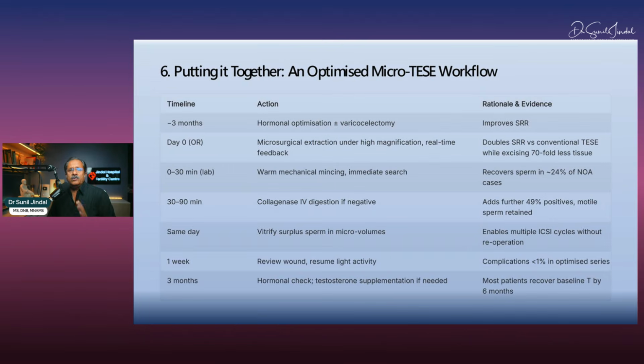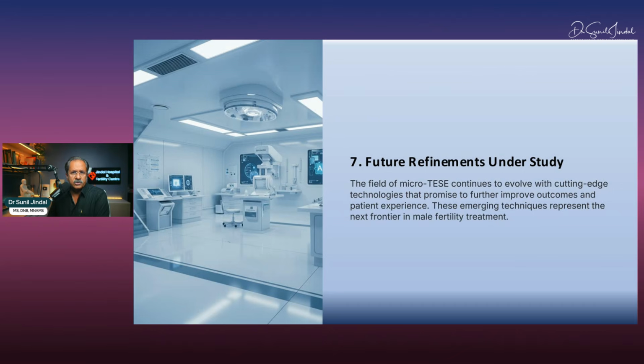So if I put it all together: till 3 months, hormonal optimization; day zero, microsurgical extraction, 0 to 30 minutes, one size; and after it has come out, 0 to 30 minutes, mechanical mincing; 30 to 90 minutes, collagenase digestion; same day, vitrify surplus. After 1 week, review wound, can go back to work. After 3 months, if you need, test testosterone, and if it is low, the person may be treated, but normally in micro-TESE, the testosterone does not go down.